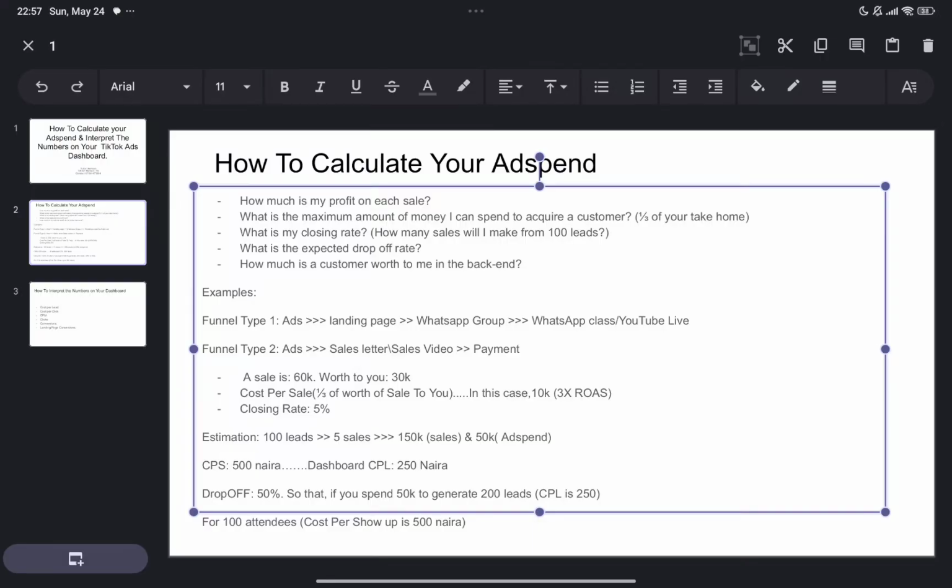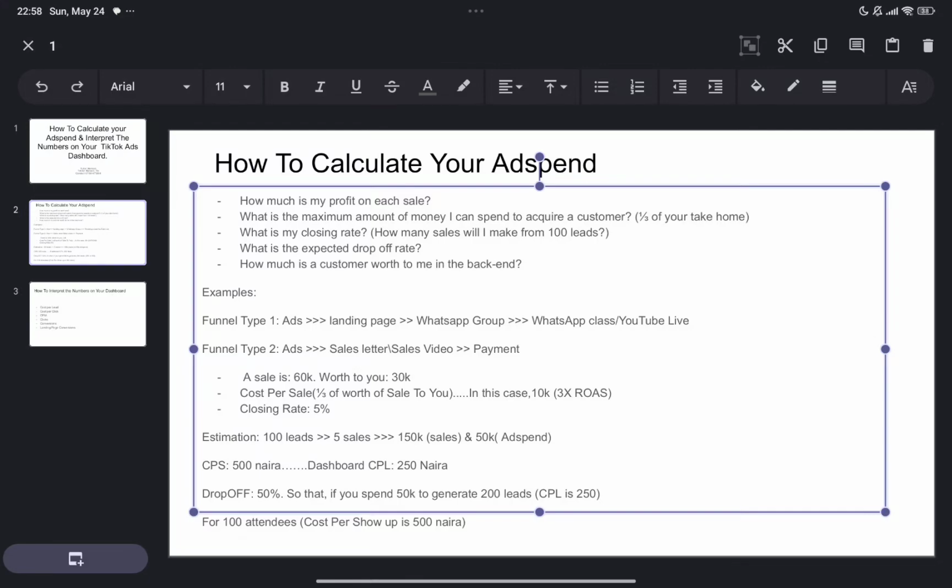Now, this CPS that you have here, if you can remember, I said you have people who are leads: they sign up from your ads and join your WhatsApp group, you call those leads. Then you have another set of people who, from being a lead, show up for your sales presentation. Before I talk about it, there is a difference between how much you are spending per lead and how much you are spending per show up. Let me explain it here.